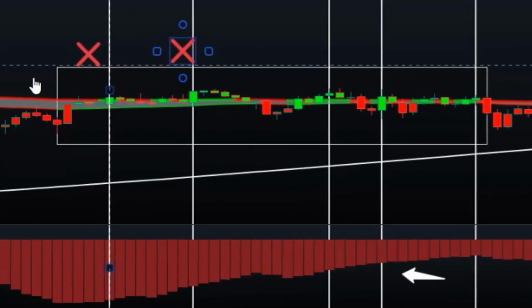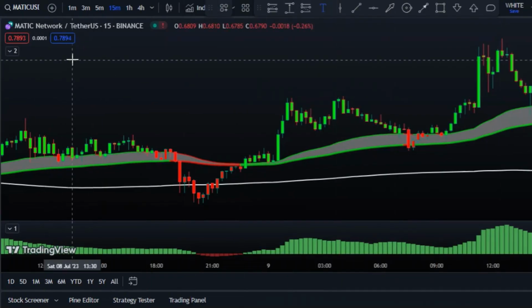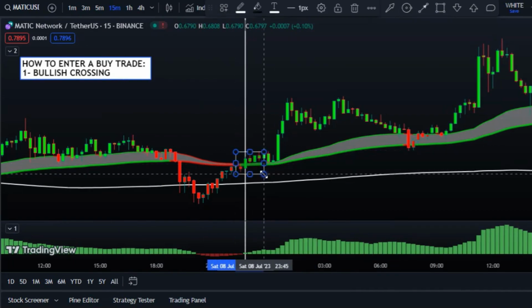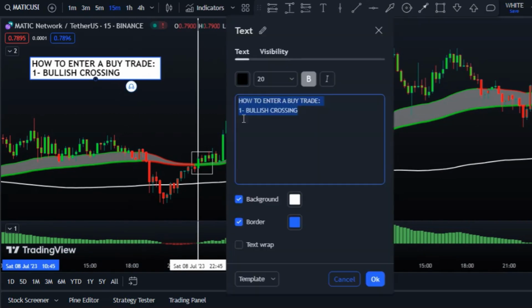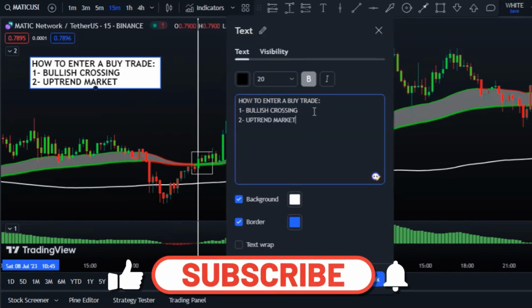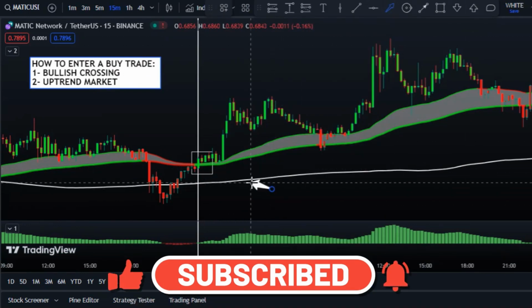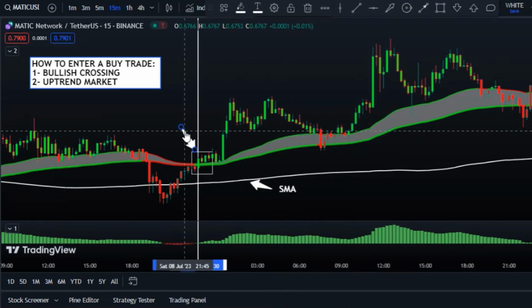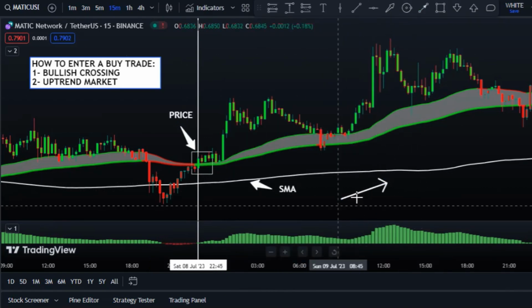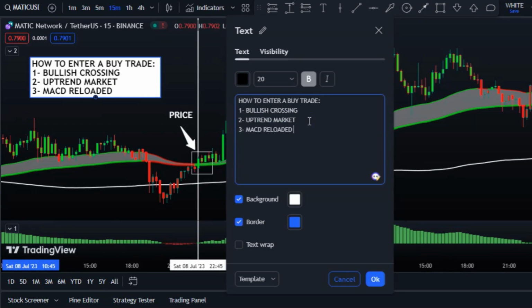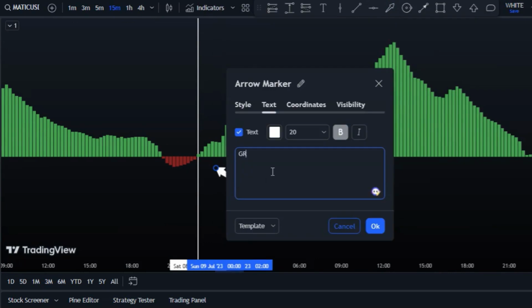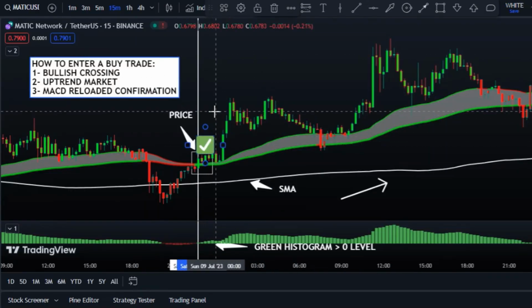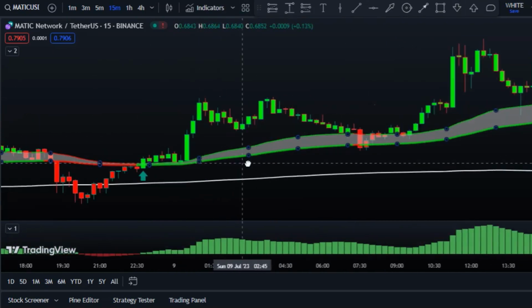But to be fully familiar with the entry and exit rules, let's review these rules together. So to enter buy trade, we need to wait for a bullish crossing to occur. After this, the signal needs to be confirmed in two stages. First, the trend in the higher time frame needs to be upward, meaning we make sure the price is above the 300 SMA. And in the next stage, a MACD reloaded oscillator needs to confirm the signal with a green histogram. Now with these conditions, the signal is confirmed, so we can now enter a long position.